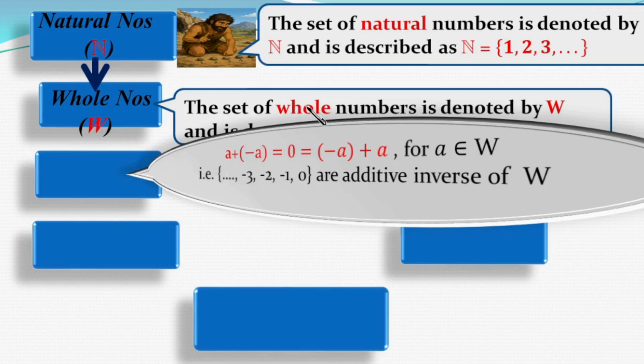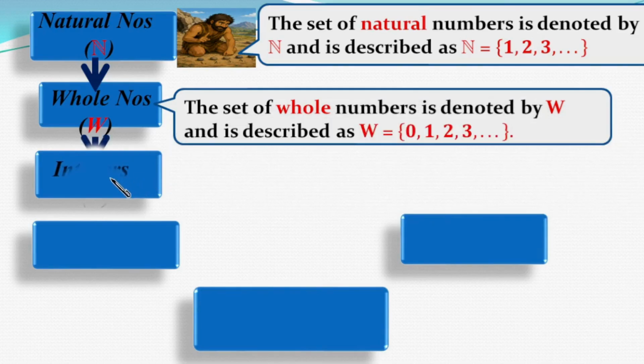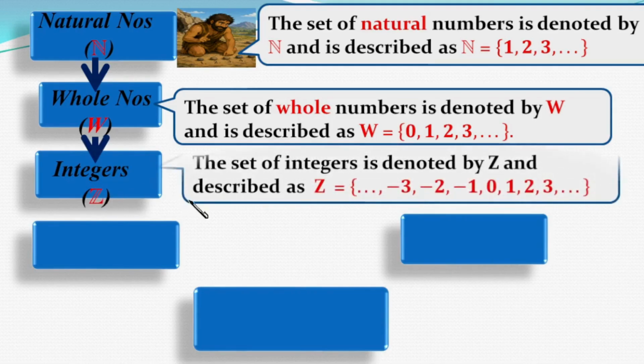So whole numbers together with the additive inverses of whole numbers give us the set of what? Integers. So the set of integers, denoted by Z, is a set containing whole numbers together with the additive inverses of whole numbers. All of these, we call them integers. Now, for this set of integers, we have the following properties.